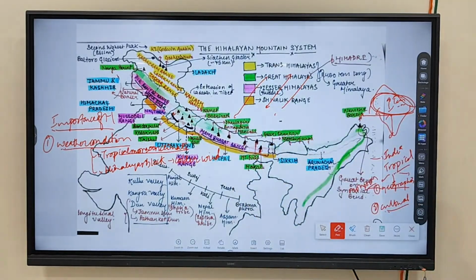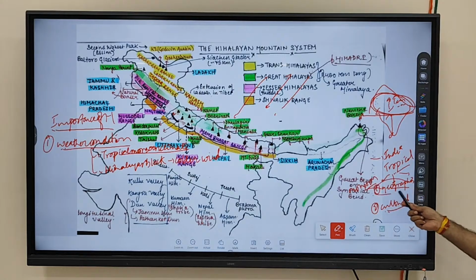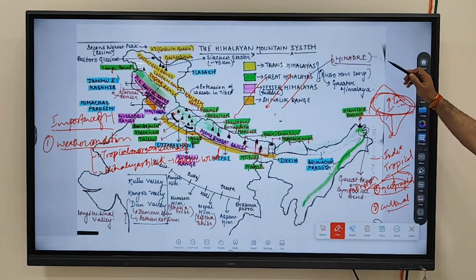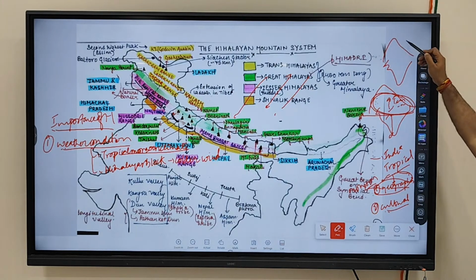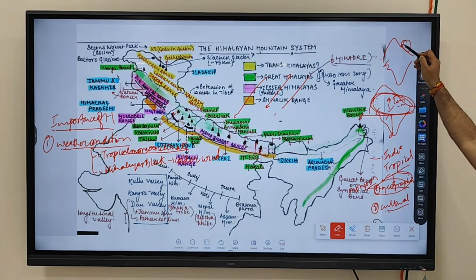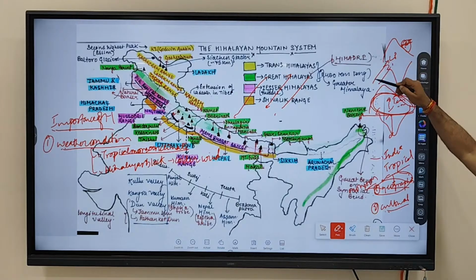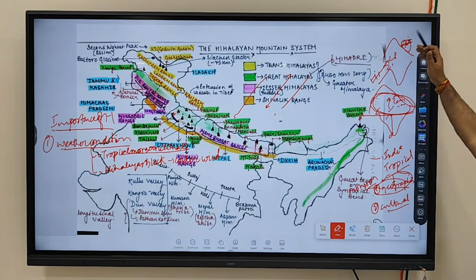Clear? The Himalayas are ensuring a tropical monsoon type of climate in India. As a result, India is considered a tropical country. Remember why the monsoon occurs? One of the factors we discussed is that the Tibetan region needs to be heated. When it is heated, low pressure forms, and wind moves from high pressure to the low pressure region.